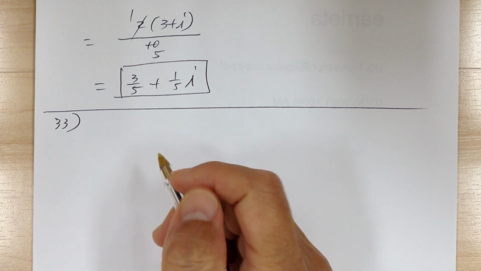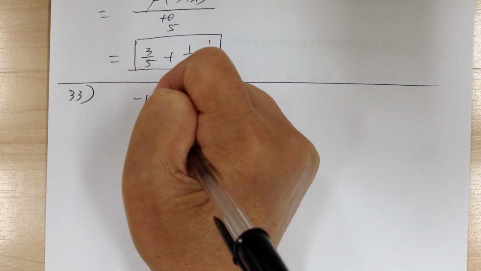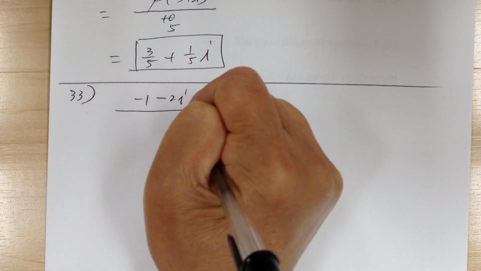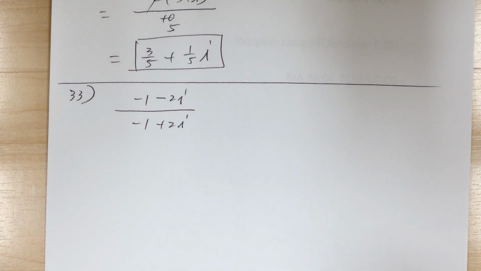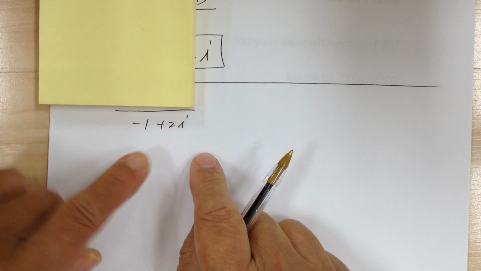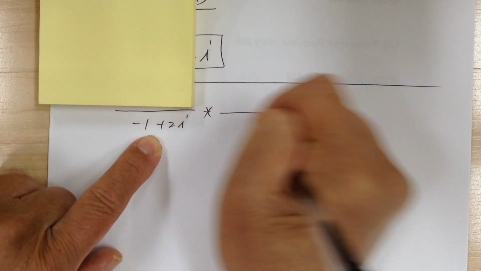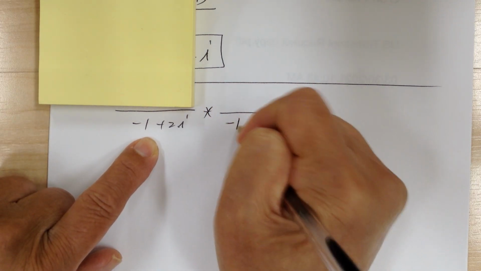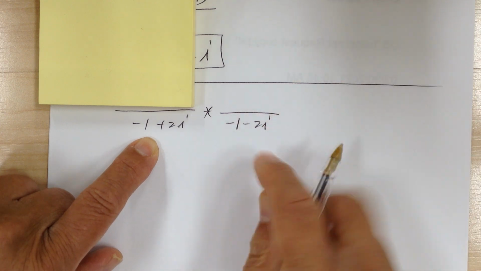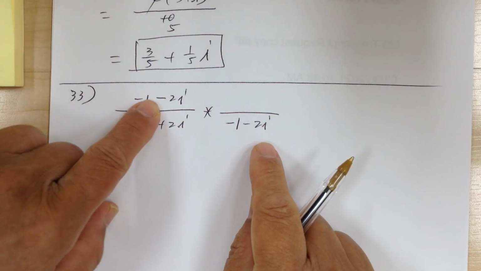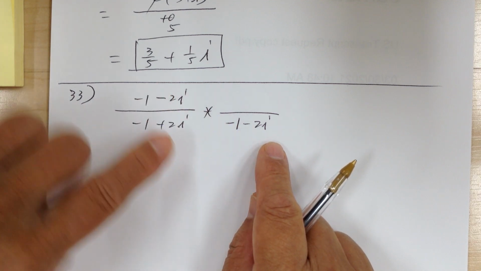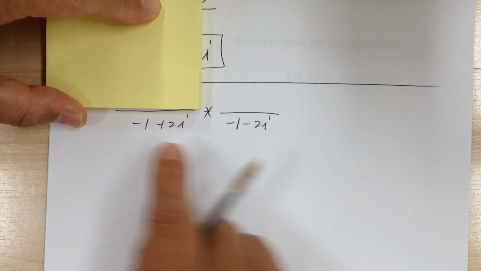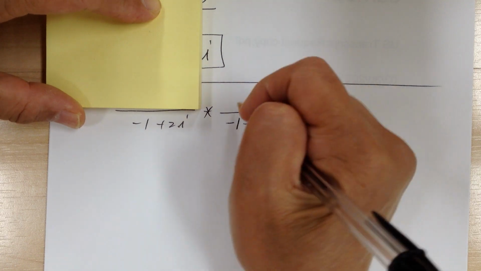Okay, number 33. You have negative 1 minus 2i, and you got negative 1 plus 2i. Again, don't worry about the top. Just look at the bottom. So you need to multiply by the conjugate. So you need to get negative 1 minus 2i. Even though there's a negative 1 minus 2i, this is not because of that. This had nothing to do with that. Again, always don't worry about what's on the top. Just focus on this, and you get your conjugate.